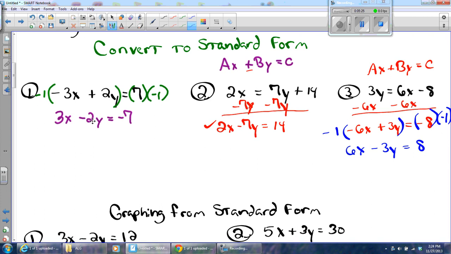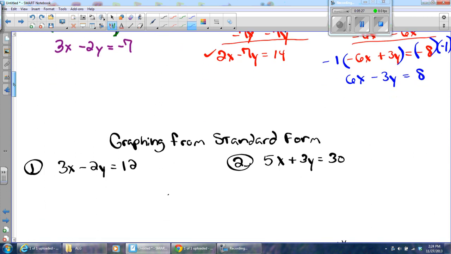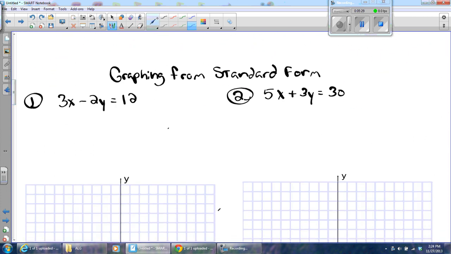Okay, now to graph from standard form, I'm going to recommend that you use an input-output table. It won't be a very big input-output table. I'm going to have x, and I'm going to have y. Okay, and the first thing I'm going to do is I'm going to put 0 into this equation right here for x. And so when I do that, I'm going to get 3 times 0 minus 2y equals 12.